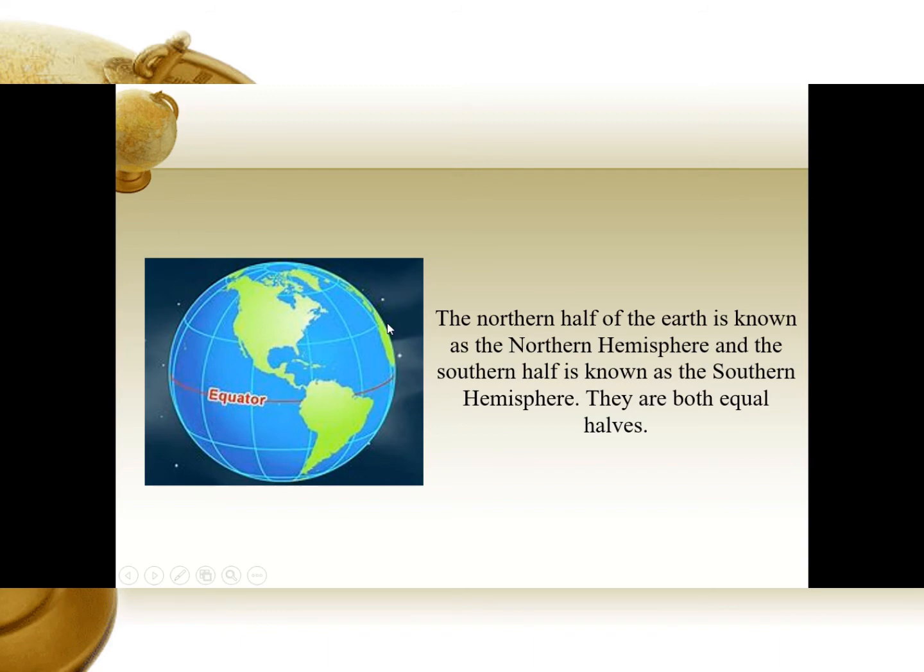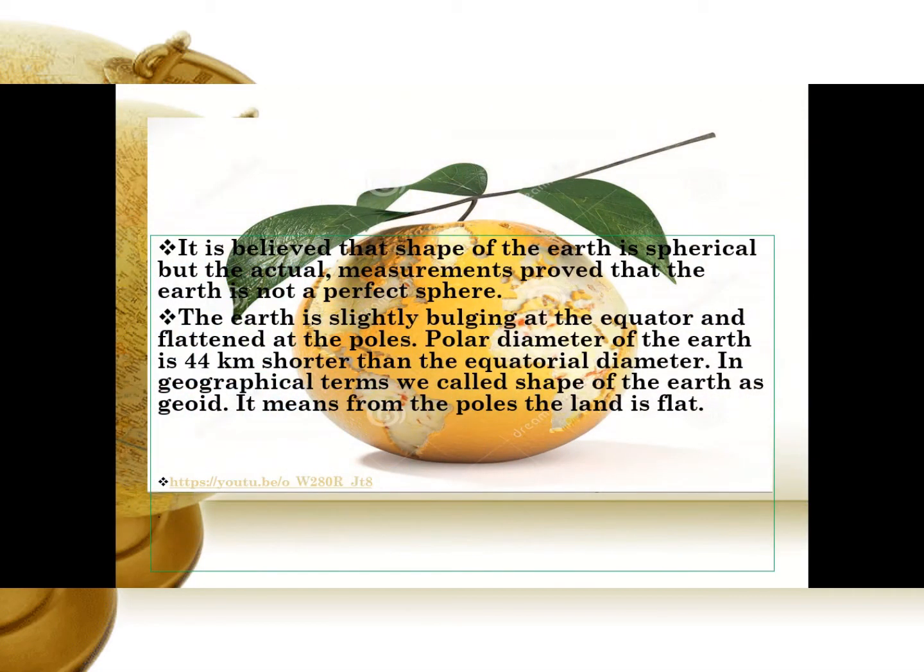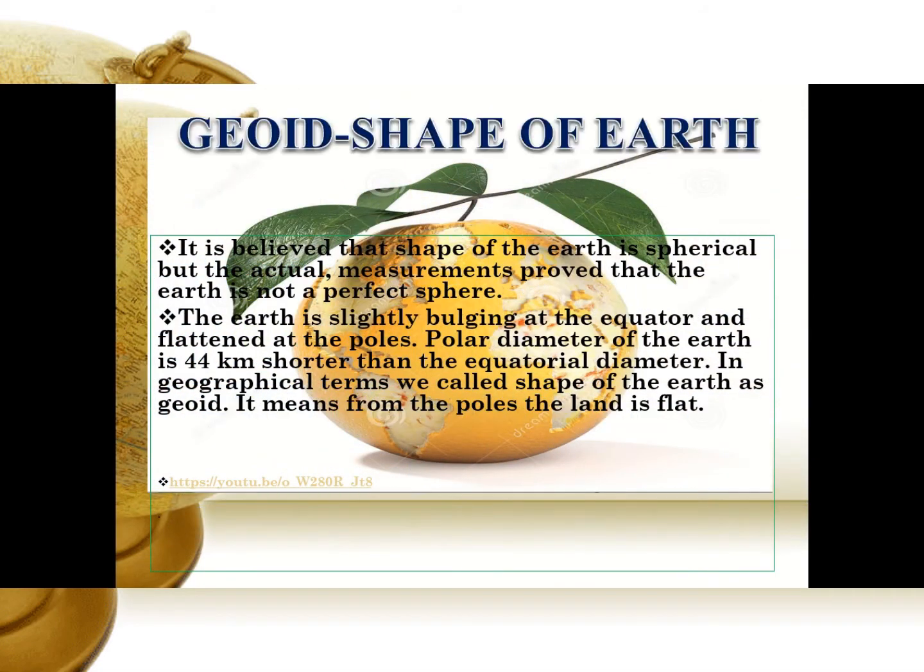Now, as this chapter is basically about latitudes and longitudes, let us begin the chapter. Latitude: the equator is also one of the latitudes. Latitudes are those imaginary lines which divide the Earth. The equator is an imaginary line which divides the Earth into two equal halves, the northern and southern hemisphere. We all know that the shape of the Earth is a geoid.